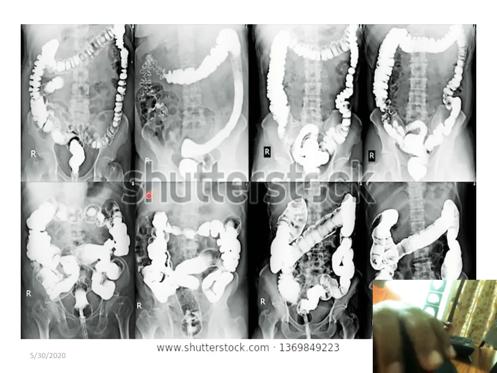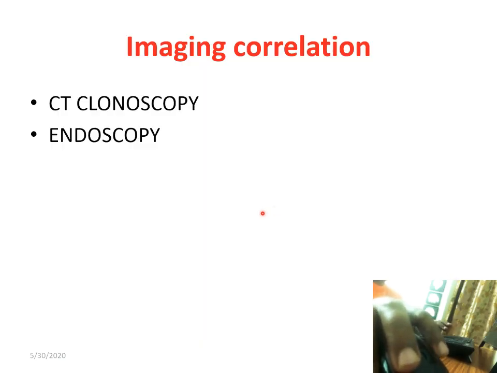So this is the large intestine on barium enema. You can see well here the various structures: rectum, sigmoid colon, descending colon, transverse colon, ascending colon, and cecum. Nowadays, imaging correlation is done with CT colonography, endoscopy, and colonoscopy. These are the procedures which have replaced the various barium examinations.